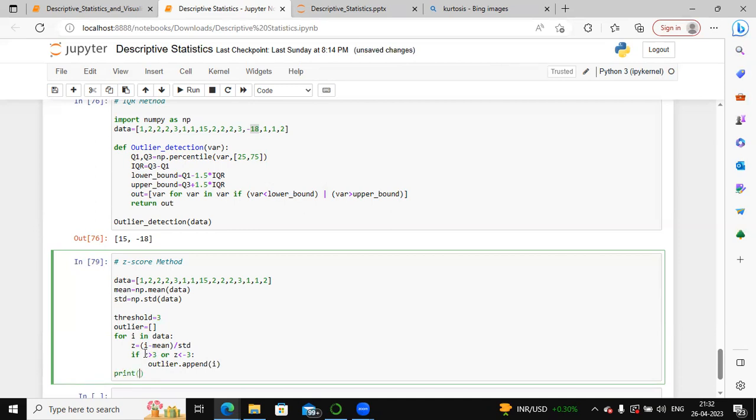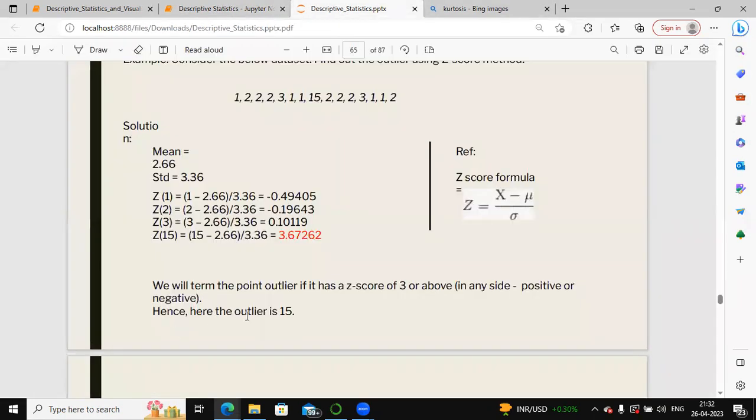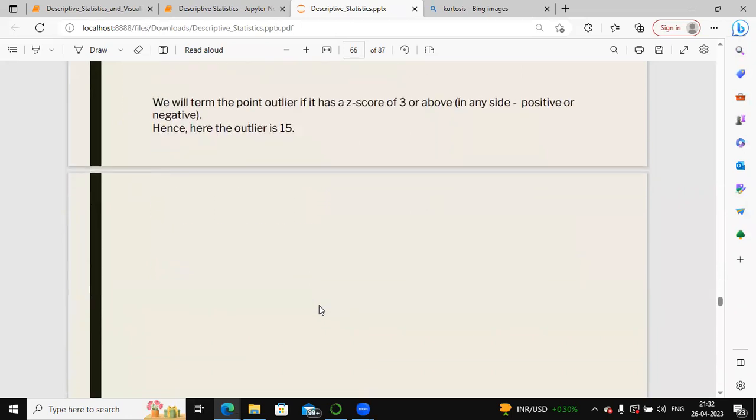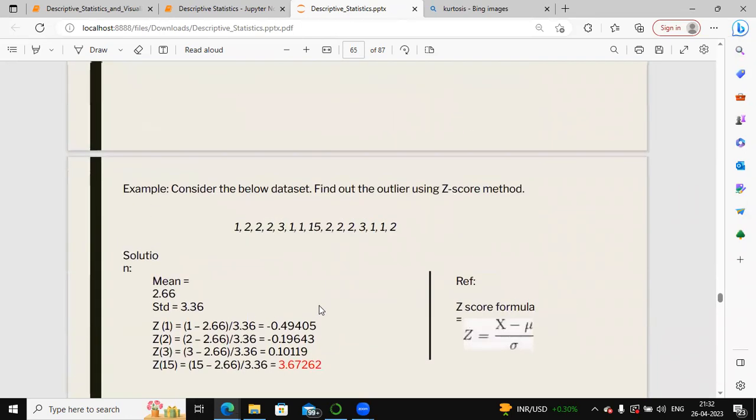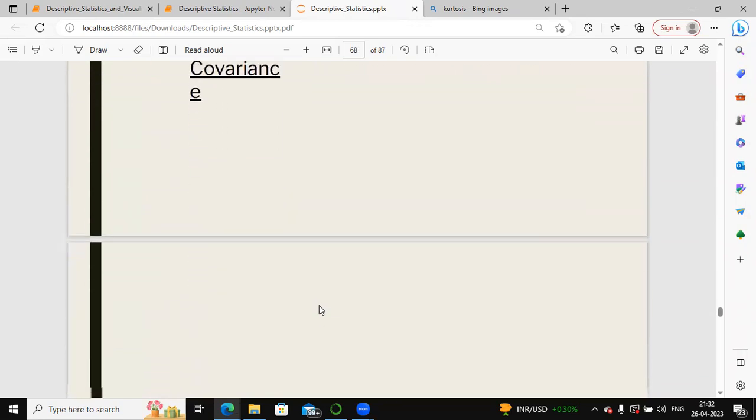print outlier. We could see that in our data 15 comes out to be an outlier, and here also there is an outlier at 15. Okay, so this is all about finding outliers using z-score. Now let's come to covariance.